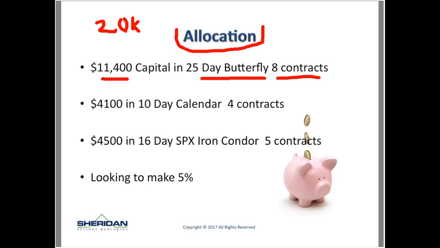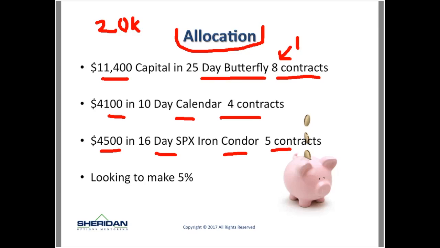Now, you don't start with that. Would you start at 8? No, you start at 1 contract and you get good at it. So this is just an allocation. I could put $4,100 into a 10-day calendar, which would be 4 contracts, and I'm putting it on every week. I could put another $4,500 into a 16-day SPX iron condor, 5 contracts.